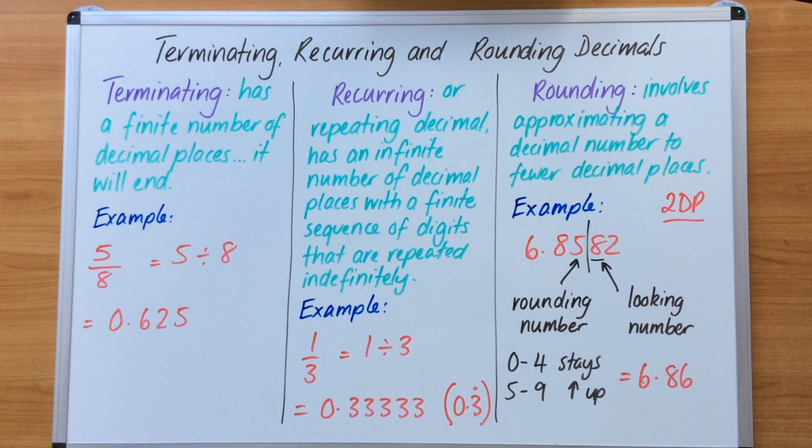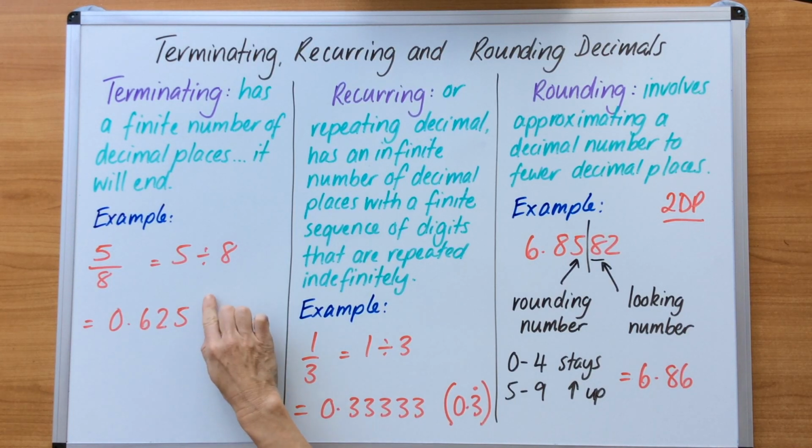In this video, we are focusing on terminating, recurring, and rounding decimals. So let's start with terminating. A terminating decimal has a finite number of decimal places. This means the decimal will end and will not continue.